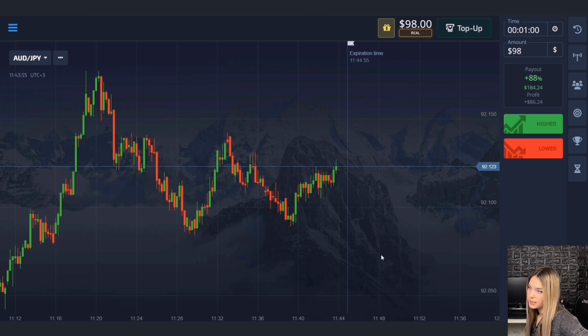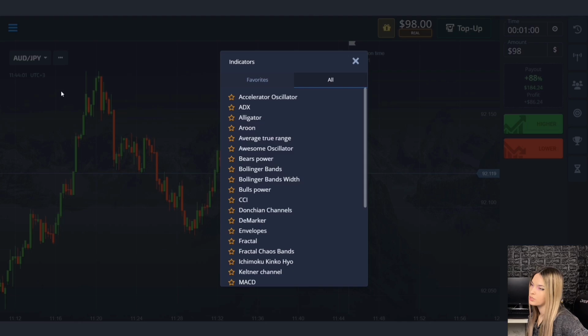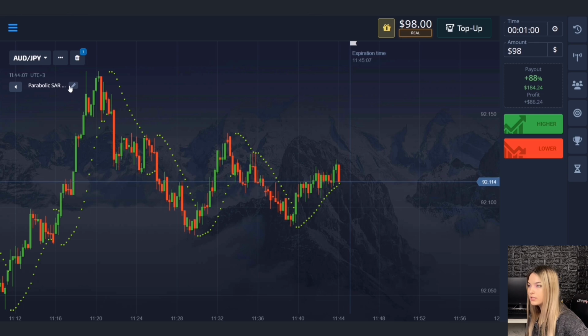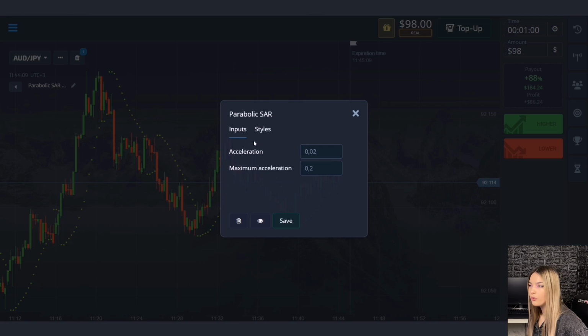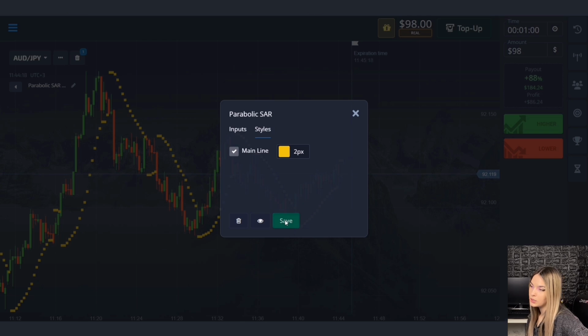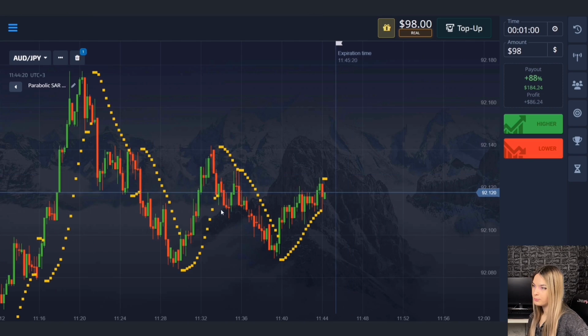In order to connect the indicator, click this button in the upper left corner. We go to the menu section and choose indicator selection, and select Parabolic SAR from the list. We can also customize the appearance of our indicator. We'll leave all the settings by default and change only the thickness and color. Let's choose the yellow color and set the thickness to 2 pixels, then click save. Thus yellow dots appear at the top and the bottom of the graph.